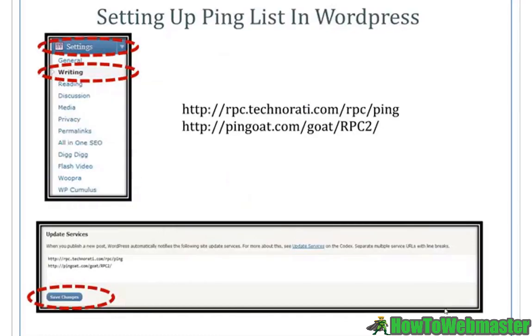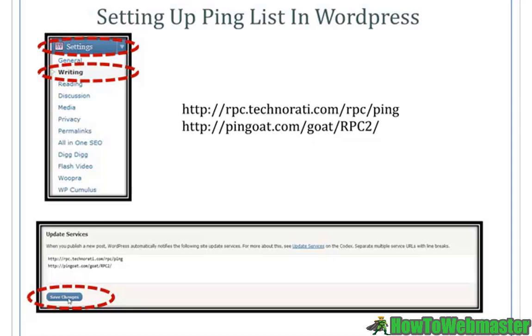Setting up your ping list, again, go to Settings, go to Writing, and it will open up here. Here's just a couple of them that I would recommend that you put in there: technorati.com and pinggoat.com. You can basically just copy and paste them right into where it says Update Services. You're going to see this box where you can copy and paste in there. Once you do, save your changes.